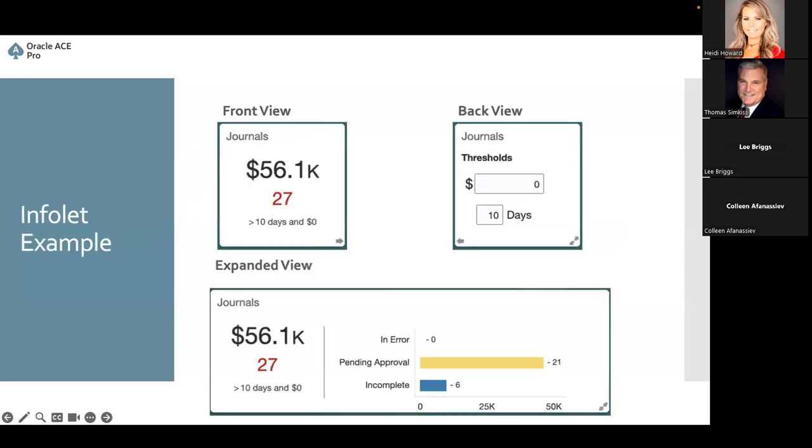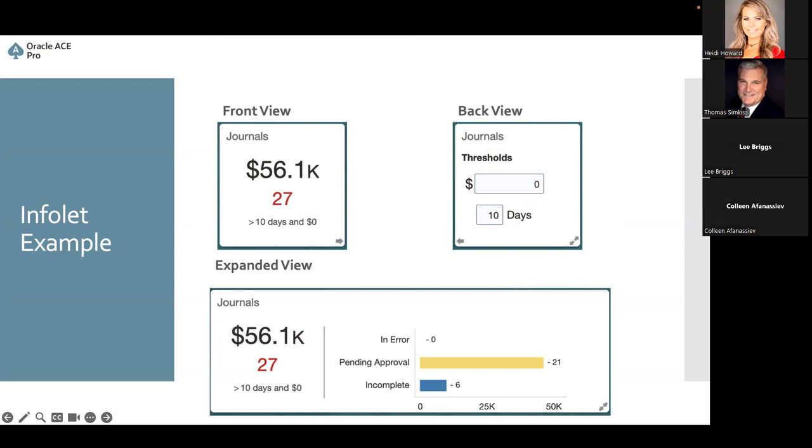So here's one of the examples we had from the first slide we had out there. It was journals. There was $56.1 thousand worth of journals that need something done with them. It's also a count of 27 of those, making up that 56 grand. And all these ones are greater than 10 days old. The back view just lets me put some thresholds in there, so it serves as an input to control that.